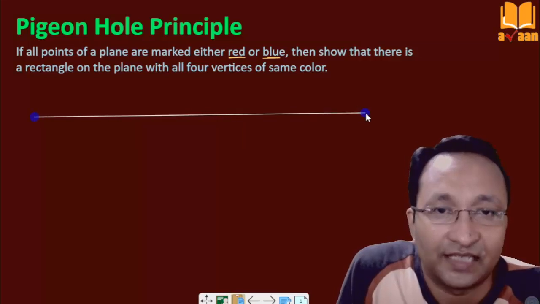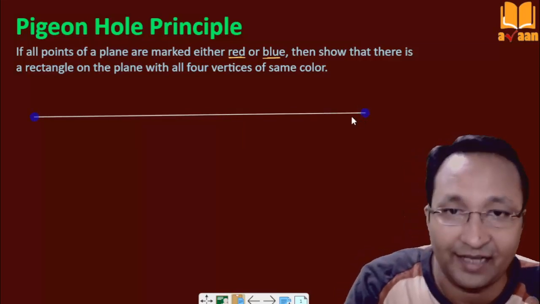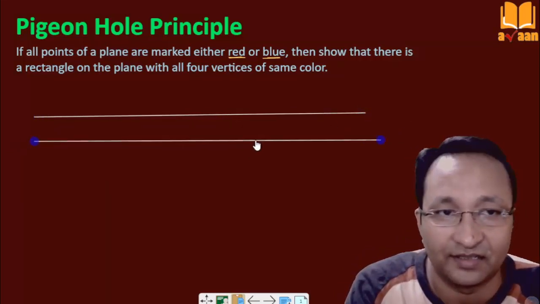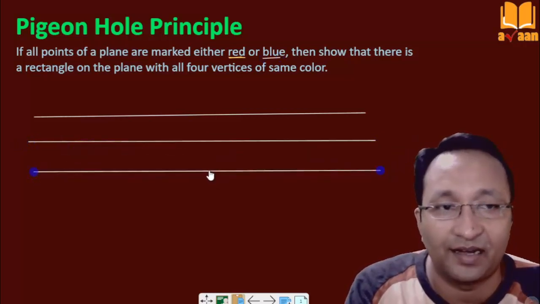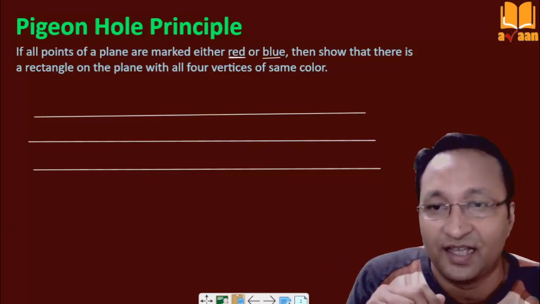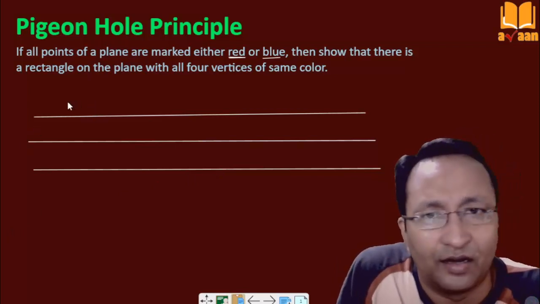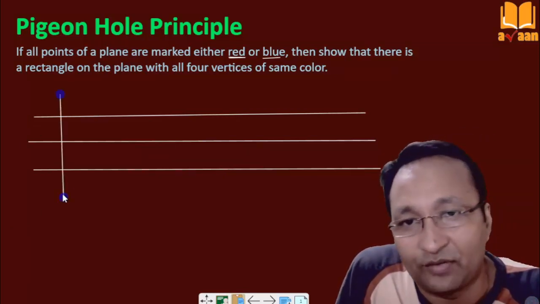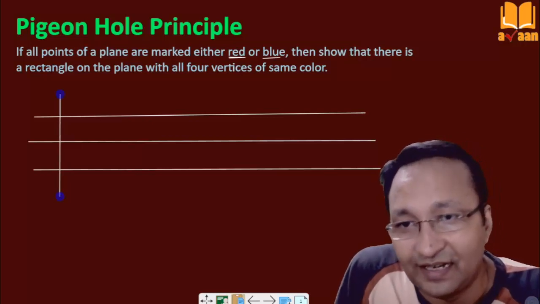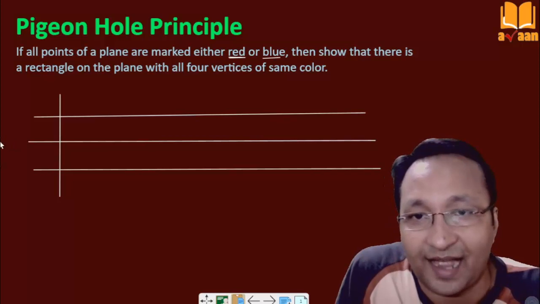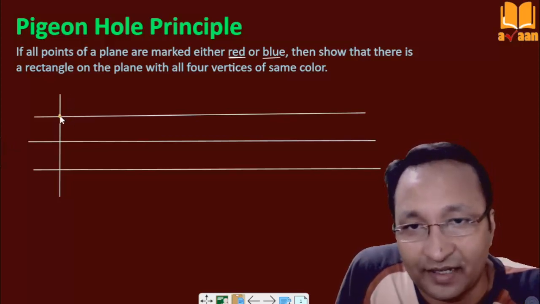So I take 3 lines to begin with. Why lines? I'll come to that also. That's basically some basic, and 3 of them are all parallel. So I take 3 parallel lines at a certain distance, and then I take a line perpendicular to these 3 lines, intersecting at 3 distinct points. We will mark them later by a color.